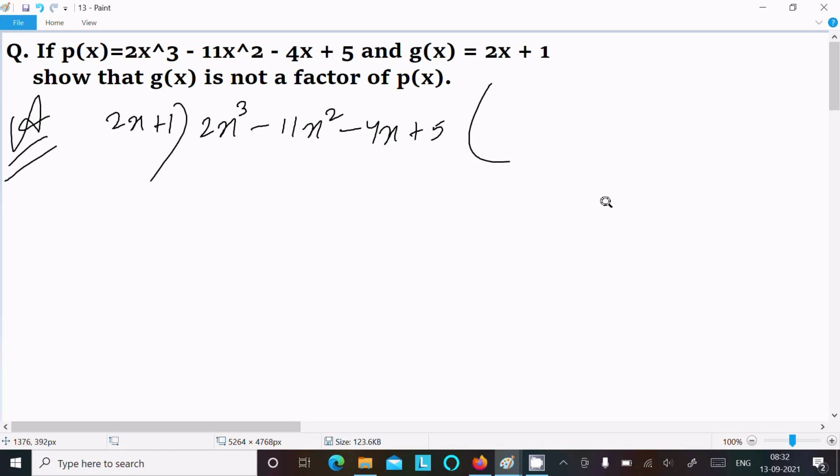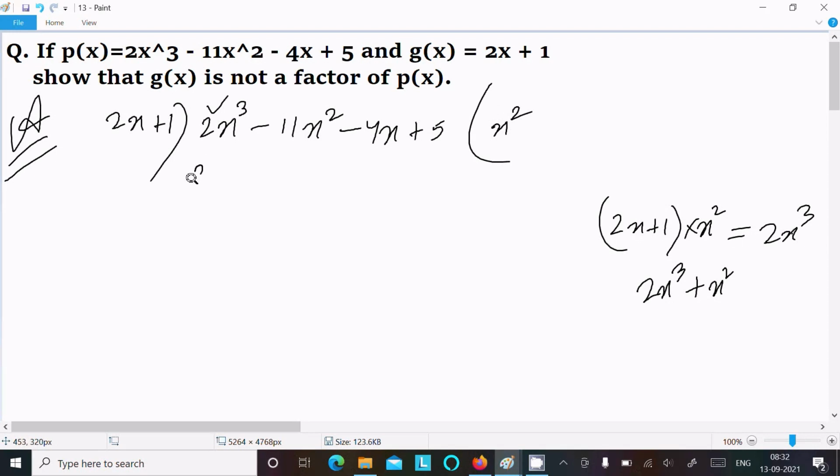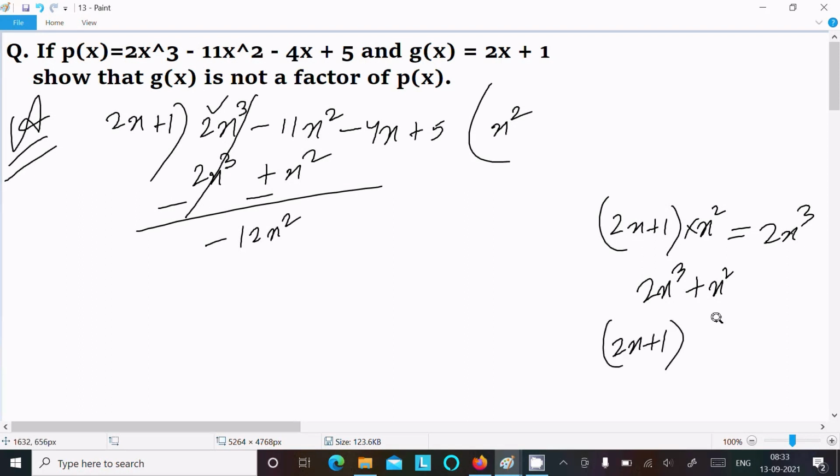So in this second way, writing here 2x + 1, and here the first term we need to check, 2x³. If I multiply with x², then that comes 2x³. So this here 2x³ + x². Now let's do the subtraction, it cancels. So this here −12x². Now 2x + 1 into −12x². If I multiply with −6x, then that comes −12x² and this here −6x.